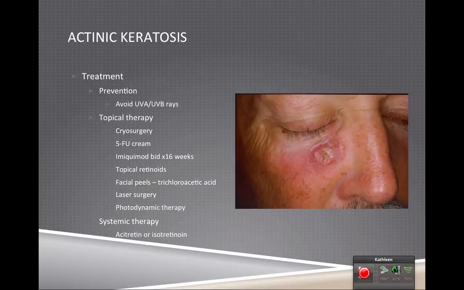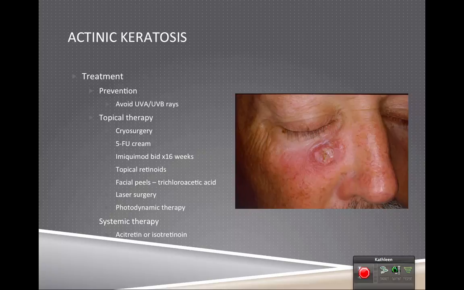Treatment: you want to avoid UVA or UVB rays. Topical therapy would include cryosurgery, 5-FU cream, imiquimod, which is an immune response modifier.